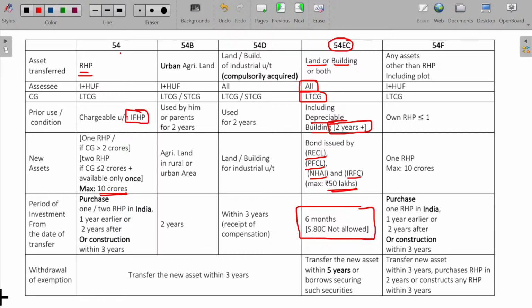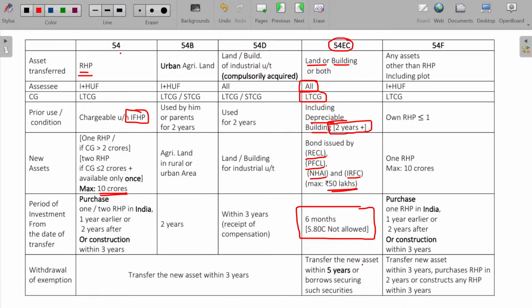And that bond should not be transferable within 5 years. Earlier we had 3 years, but here, 5 years. The lock-in period of investing in RECL, PFC, and all these bonds is 5 years. You should not transfer within 5 years. Apart from that, you should not pledge it for borrowing a loan either. In these 2 cases, the amount will be disqualified automatically. In the year of disqualification, it is going to be taxable. Clear?